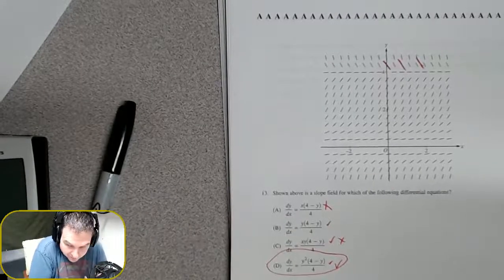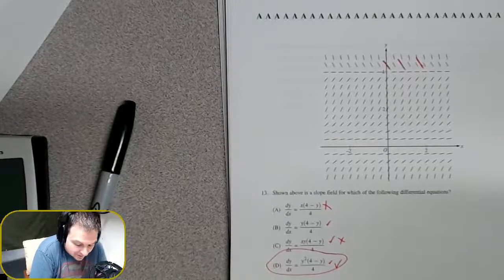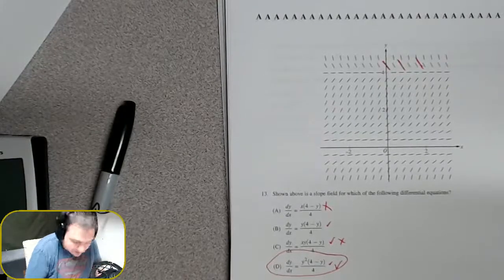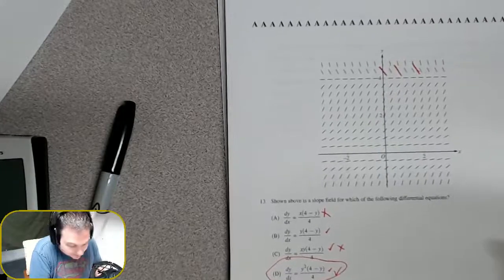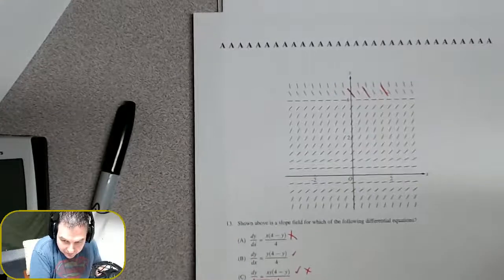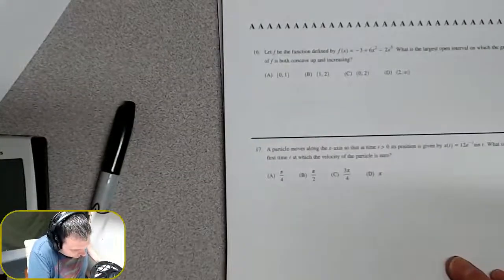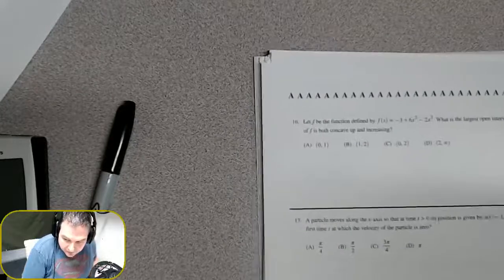It's really just a process of elimination on these slope fields. Is that okay for everybody? Let me know in the comments if you still want to talk about that one. If you don't, let it go, like always, just like in class. Someone asked about 17. If you're still confused, we should talk about that.